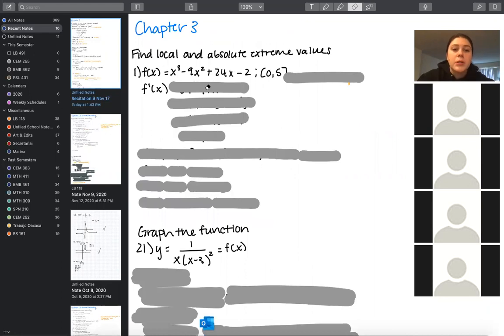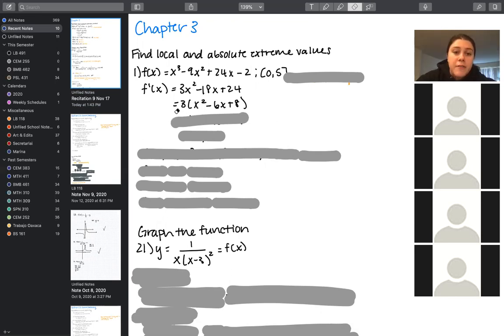But getting back to this problem, we're asked to find these extreme values. So we know we've got to find the critical points. We find the critical points by setting the derivative equal to 0. So what is the derivative of this function f of x? We're going to find that by using the power rule. We should be fairly comfortable with our differentiation at this point. Then we factor out a 3.